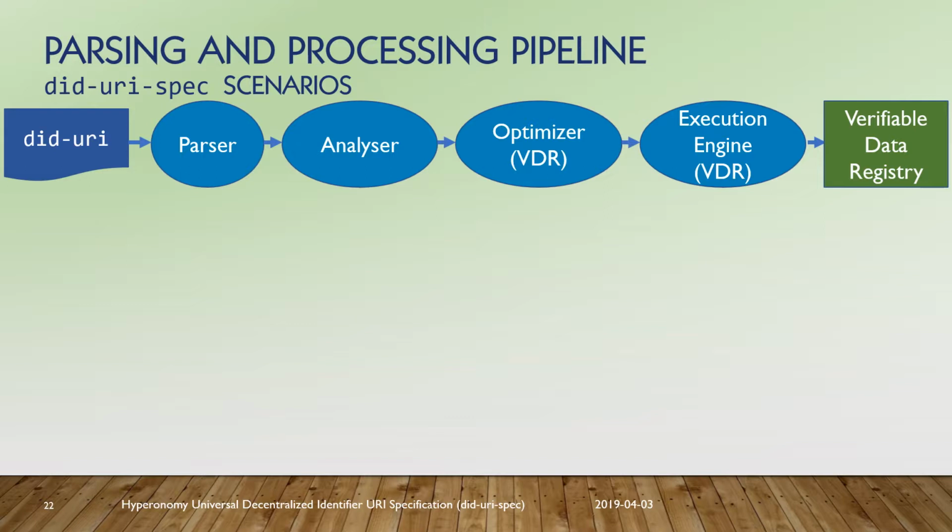That can be optionally passed through an optimizer to optimize the sequence of physical operations required to resolve whatever the did-uri is, either at the document level, but more importantly at a fragment level, or any of the other 20 high-level use cases supported in the did-uri-spec. And then finally, that's given to an execution engine. And this is the sort of the happy path. This is where the resource that's associated with the did is assumed to live in the verifiable data registry. So this could be the Indy ledger, for example.